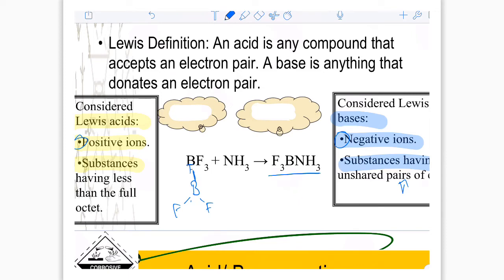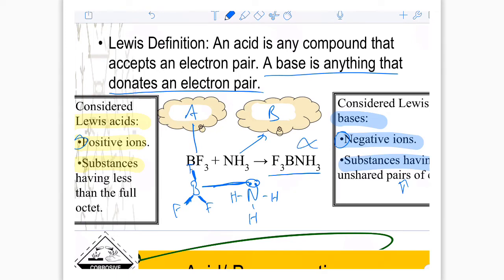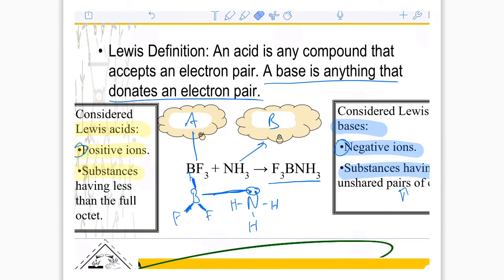does this guy have his full octet? No, this one does not. If you draw out the NH3, this one has extra electrons. This one doesn't have enough, so it's going to take both of these extra electrons and form a bond here. So this is what we're talking about with the Lewis definition. A base is anything that donates an electron pair. So this guy right here is going to be a base, and this guy right here is going to be an acid, and then you wouldn't have any conjugates that you would worry about on the other side. Like I say, these are very, very rare. We don't see a lot of these.